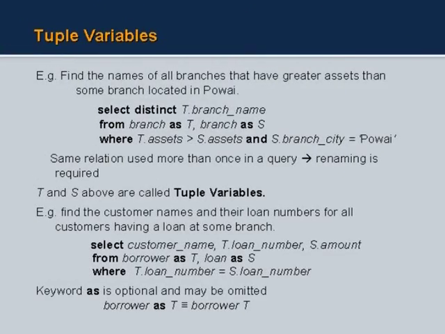This kind of renaming can also be used for other things. Here we have what are called tuple variables, where you're giving a new name not to the output in the select clause, but rather to something in the from clause. So take this query. Find the names of all branches that have greater assets than some branch located in the city. This is, let's say, branch city in Powai. Let's pretend Powai is a city. So here, how do you do this?